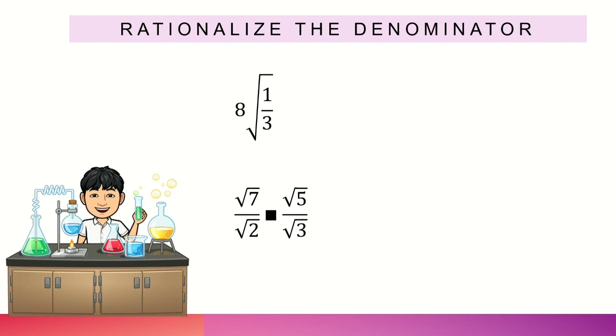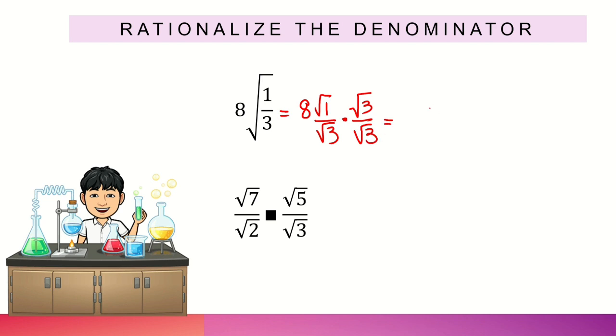Okay, let's try to have some more examples. Let's say we have 8 times square root of 1 all over 3. We can rewrite this as 8 times square root of 1 all over square root of 3. Then we rationalize, meaning we're going to multiply both sides by square root of 3.